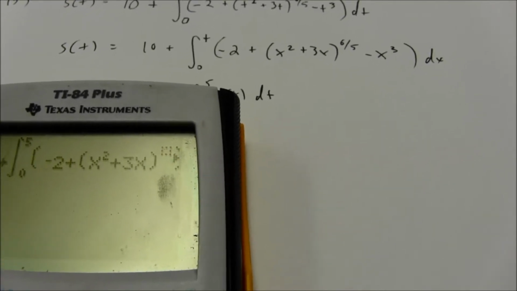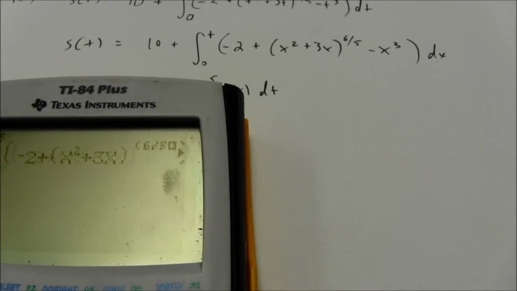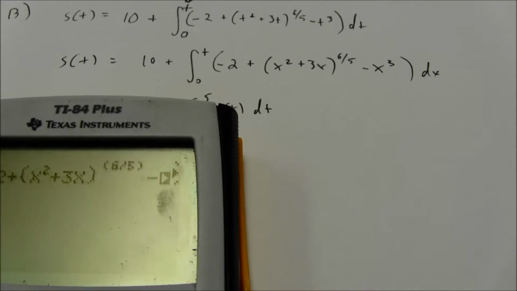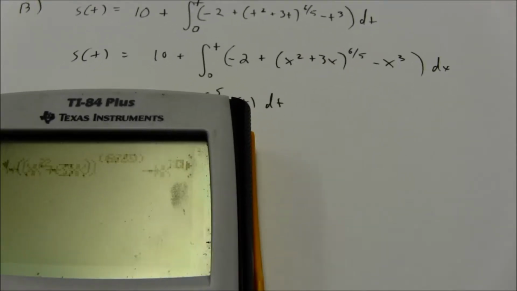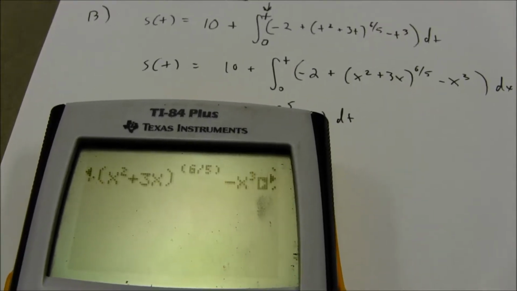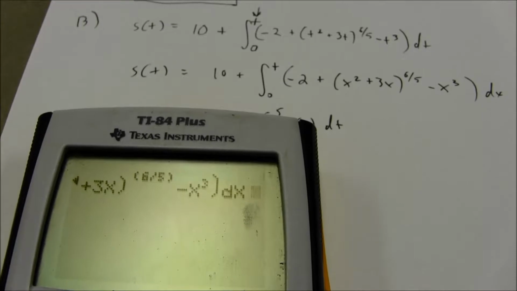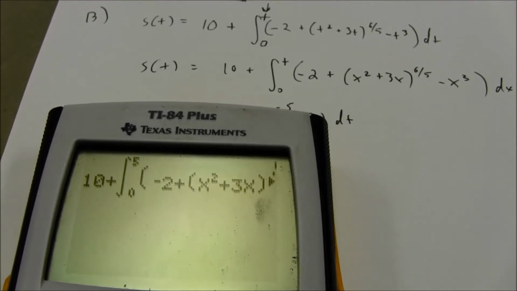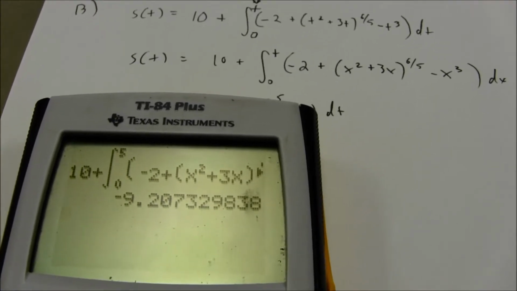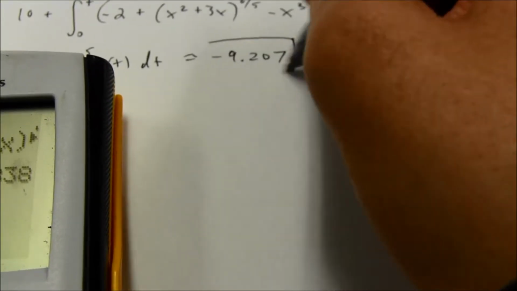closed quantity to the 6/5 power, and again I'll put 6/5 in parentheses here to make sure that gets included, and then minus x cubed. Let's see, do I need to close out any parentheses here? I think I'm good. So in terms of x, we get a final answer of approximately -9.207. Again, there are no units in this particular problem, so I'm done with that part.